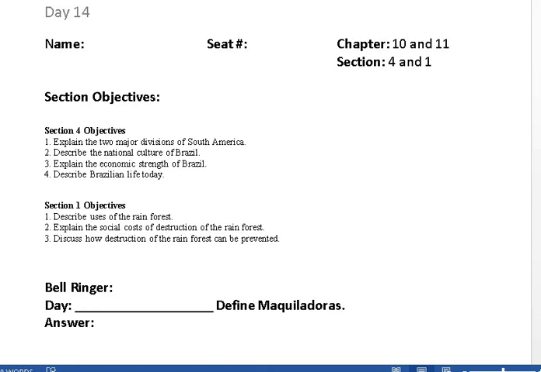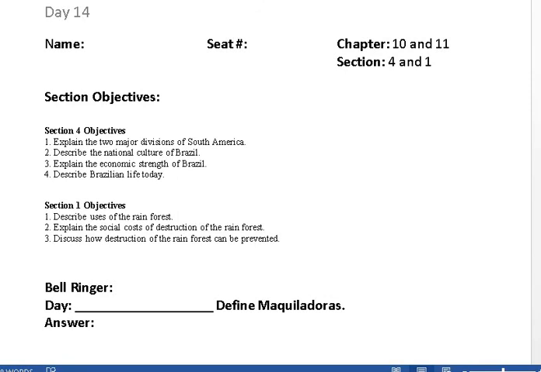Okay, today's lecture is going to be over Chapter 11, Section 1. Objectives. Number 1, describe the use of the rainforest. Number 2, explain the social costs of destruction of the rainforest. And number 3, discuss how destruction of the rainforest can be prevented.